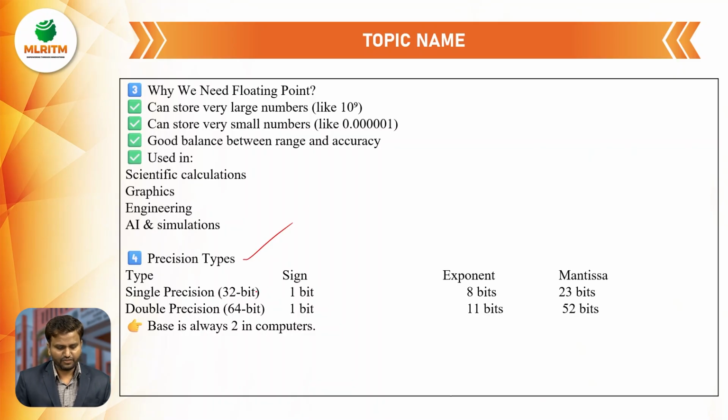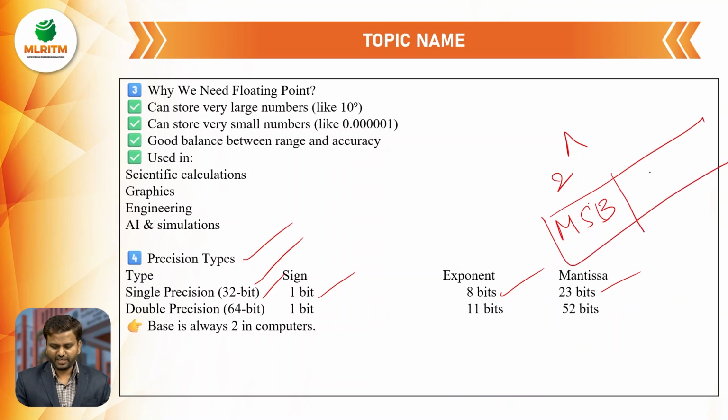Single precision is a 32 bit register, and double precision is a 64 bit register. In single precision, the sign bit is 1 bit, the exponent is 8 bits, and the mantissa is 23 bits. The exponent is the power part, and the mantissa is the data. The register contains 3 parts: the MSB, the mantissa, and the LSB, the least significant bit. The mantissa is 23 bits, and the sign bit is 1 bit.